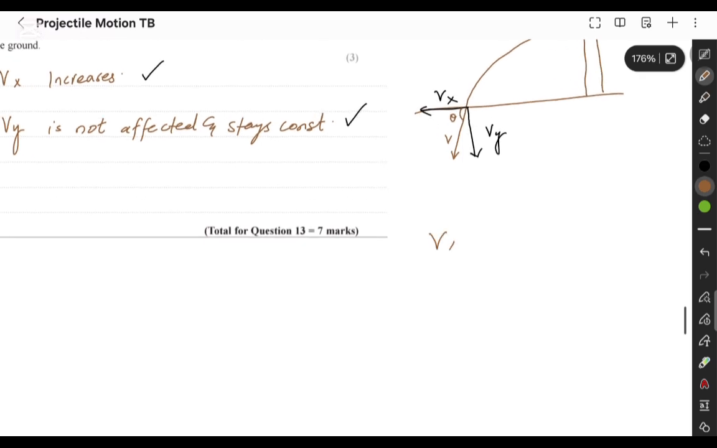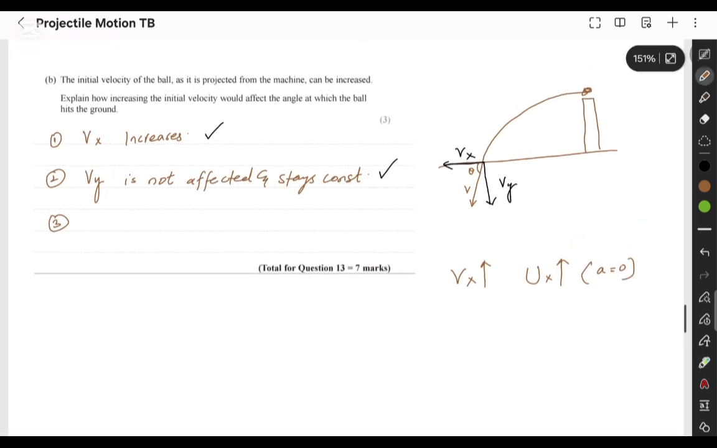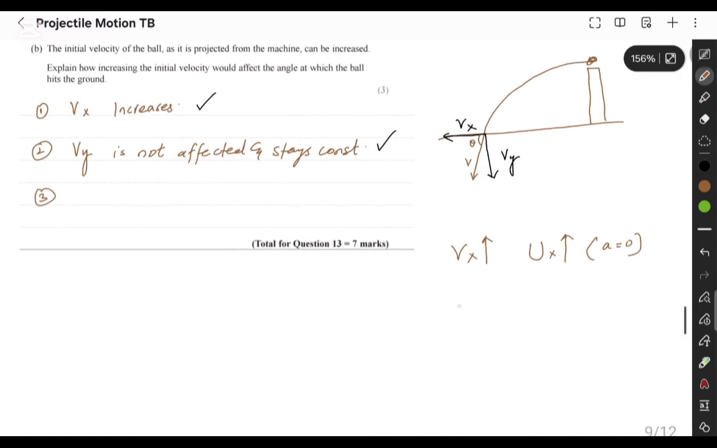So why does Vx increase? Well, that's because Ux is going to increase, and Ux and Vx is basically the same thing, right? Because in the x direction the acceleration is equal to 0. Remember that the initial velocity is equal to Ux. Now, if the initial velocity is going to increase, then obviously the initial horizontal velocity will increase, because remember at the start, uy is equal to 0. So if uy is equal to 0, then ux is equal to the initial velocity. So that's why Vx increases.